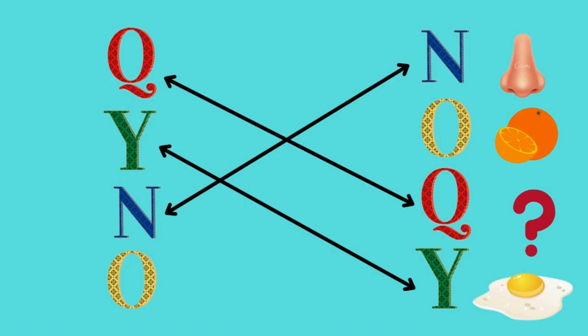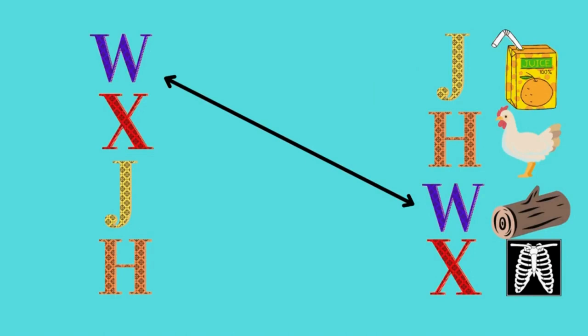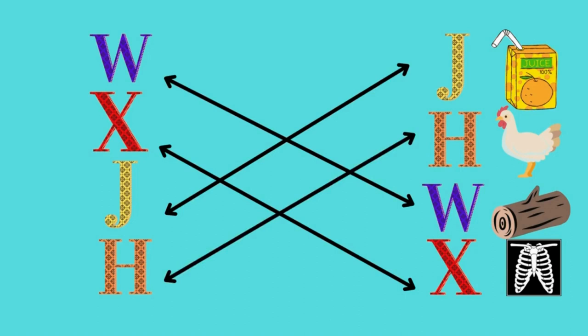O. O is for orange. It's orange. Yes. It's done. W. W is for wood. X, X is for x-ray. Yes, it's x-ray. J is for juice. H is for hen. Yes, again, W for wood, X for x-ray, J for juice, H for hen.